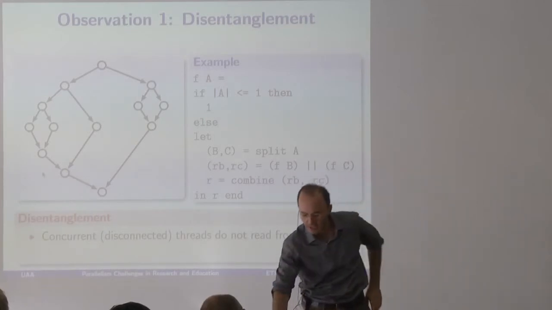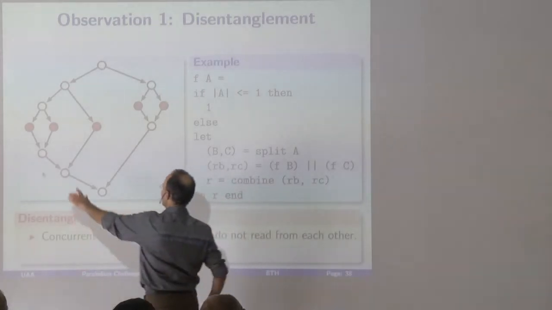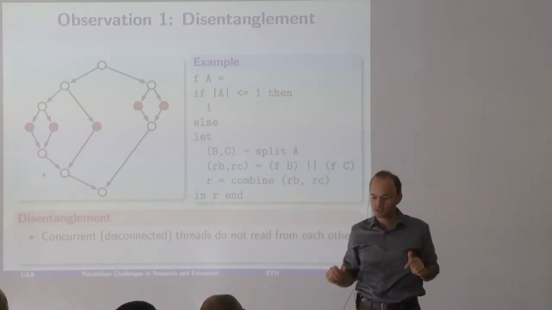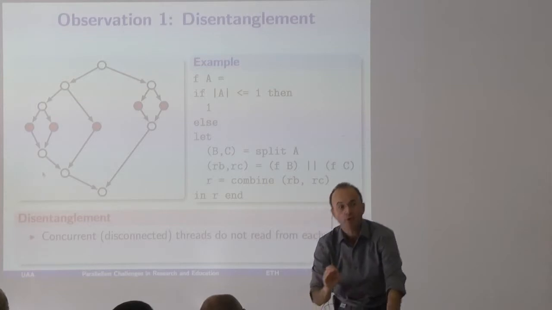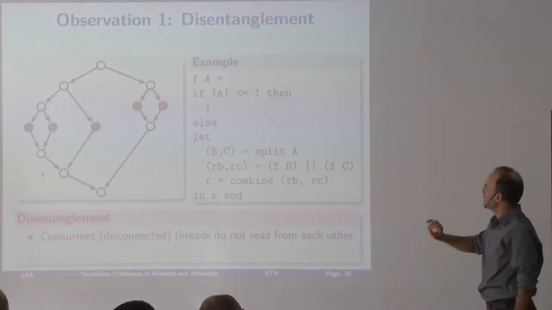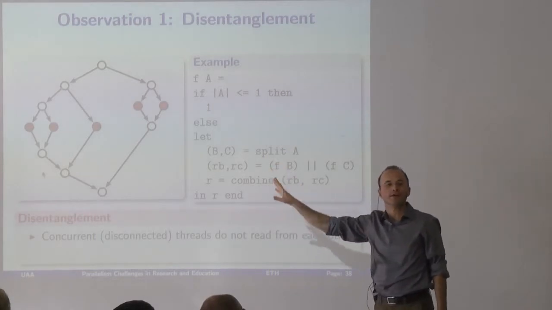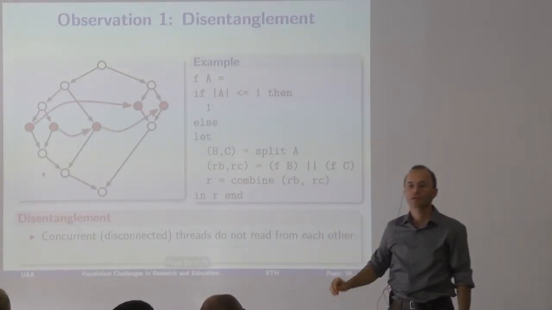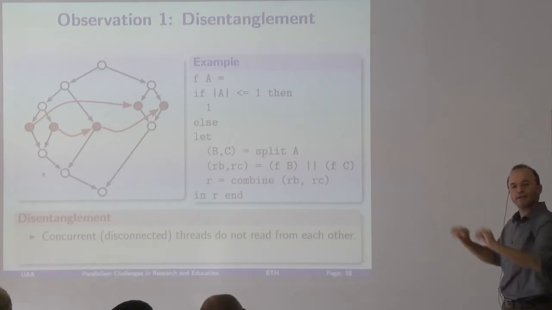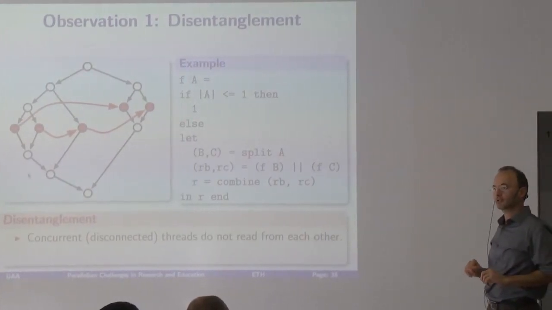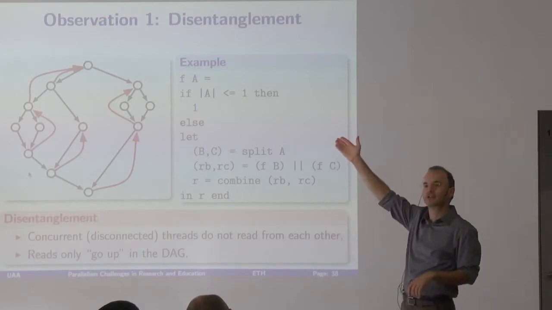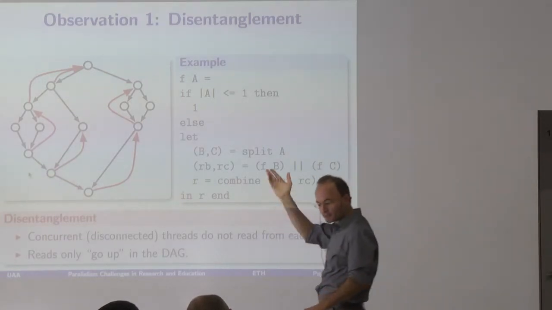So the first observation is that if you look at concurrent threads like this, that means there is no path between them. There are no dependencies between them. They can all be executed in parallel. A key point here is that in a data race program that's not true, but in a functional program, and in many data race programs, these threads do not read from each other. If I draw the reads as these arrows, you cannot have arrows like that in a functional program where those pieces are concurrent. You just don't have them, period. So that means that all the reads actually go up to the ancestors, up the path in the DAG.